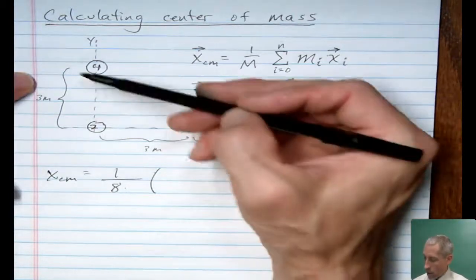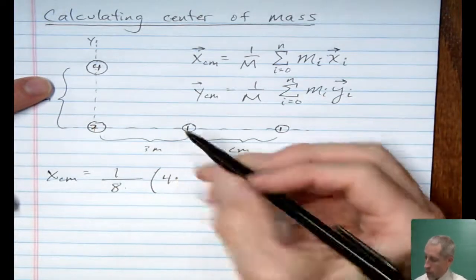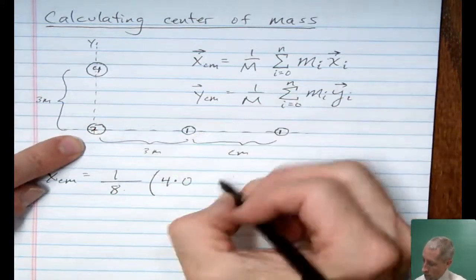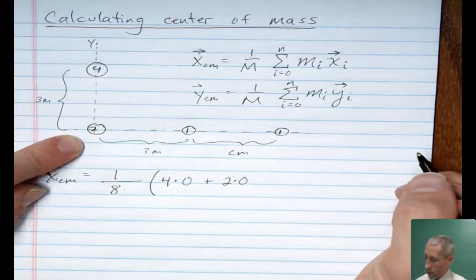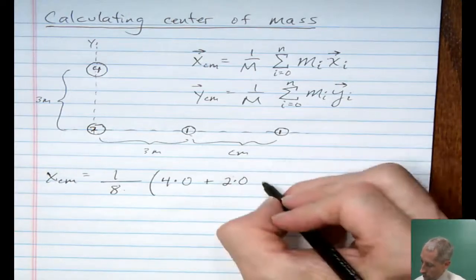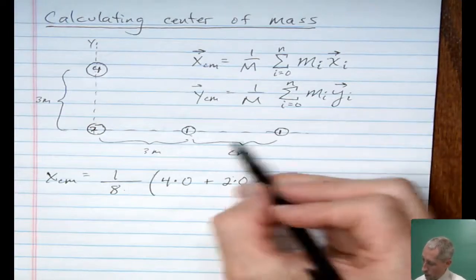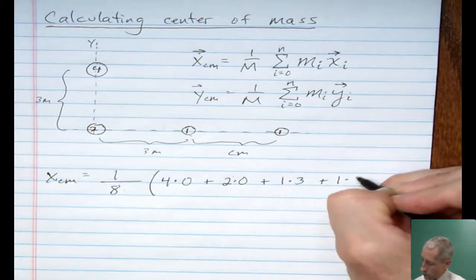So I can just start at the top one here. So I would use 4 kilograms times its x coordinate, which is 0. And then I'll go to this piece here. It's 2 kilograms times its x coordinate, also 0. And then this one is 1 kilogram times its x coordinate of 3. And this last kilogram here, 1 kilogram located at 6 meters away.